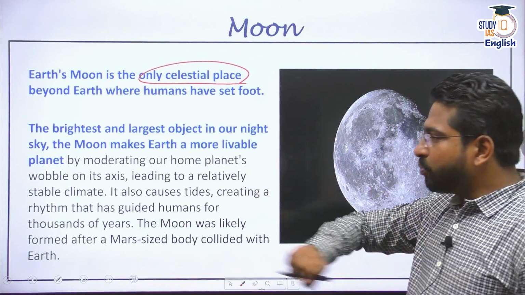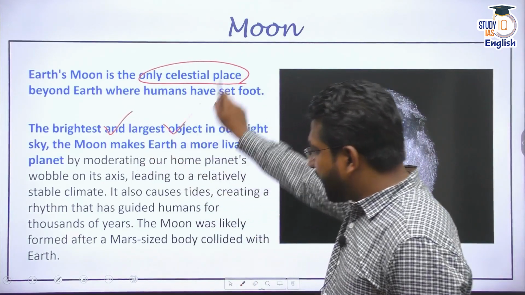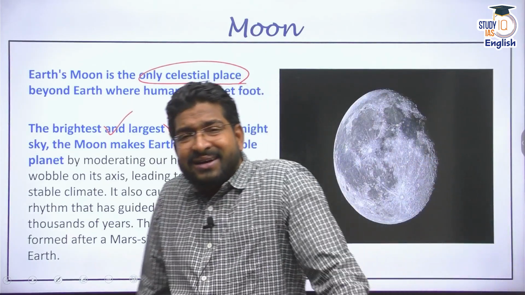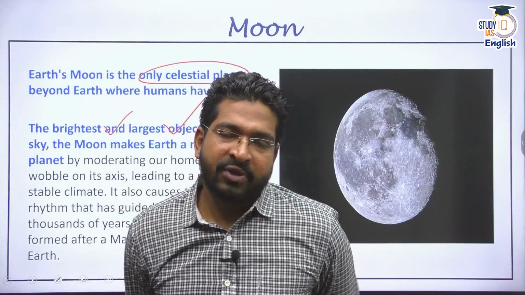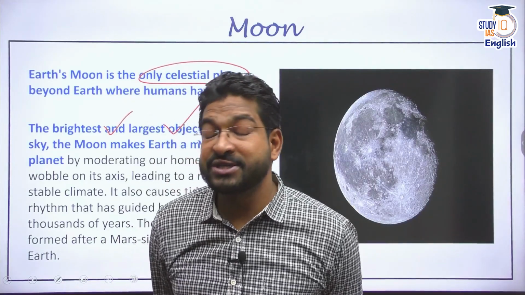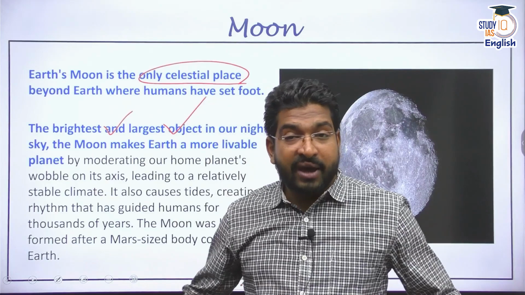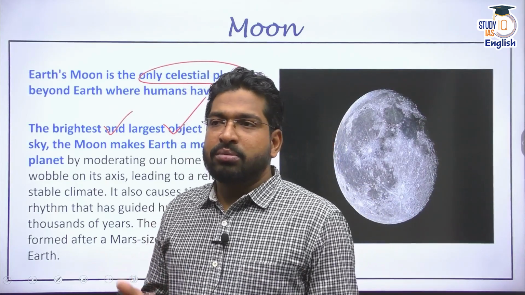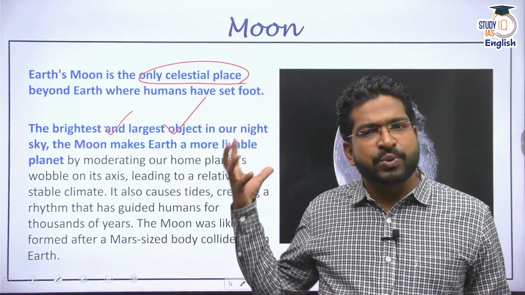And in the night sky, the moon is the brightest and the largest object. The moon plays a very important role. We all say that Earth is a habitable planet. We know that there is life existing on the planet. We are a testimony of that. We are evidence of that, right? But a lot of the credit for this also goes to the moon.